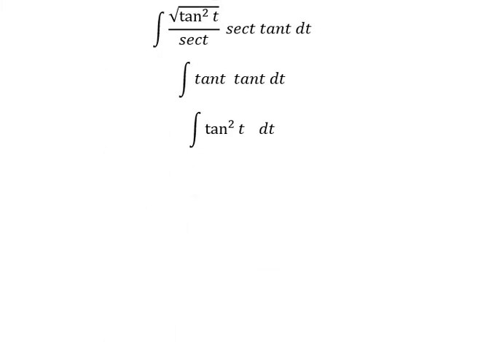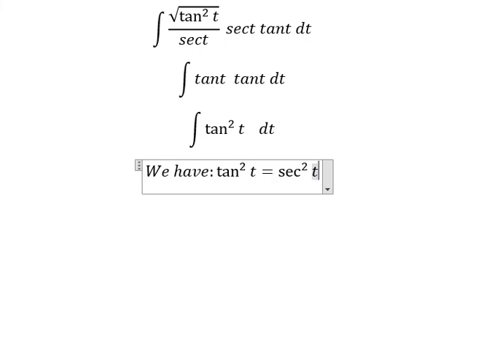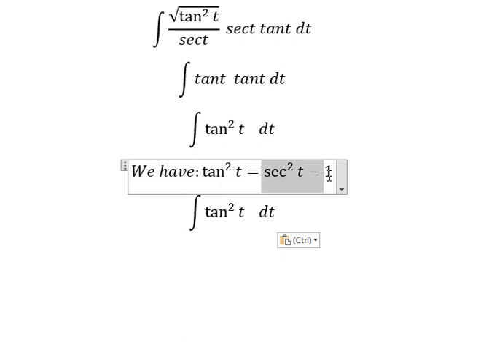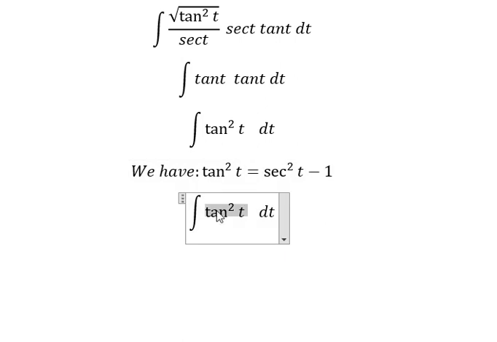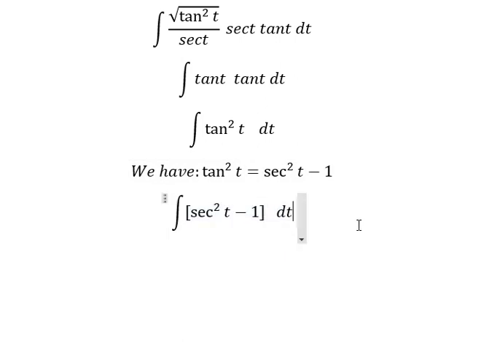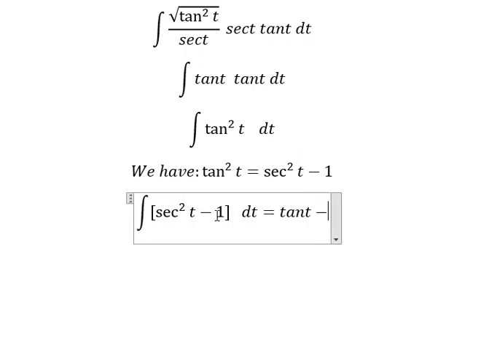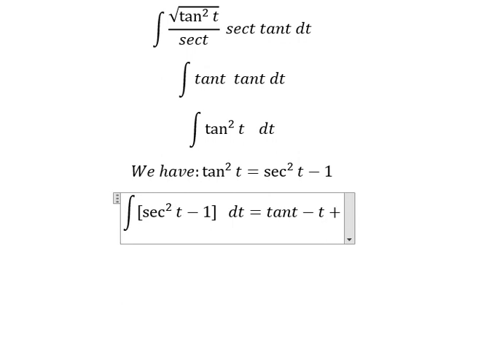Next, we have the formula in here. Tan t squared equals secant of t squared minus 1. So I will put this one going here. The integration of secant of t squared, you got tan t. Number 1, that's t, and we put c.